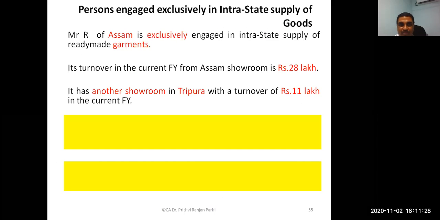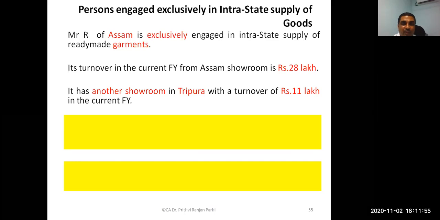One more example. This is Mr. R from Assam, exclusively in intrastate supply of garments. Turnover from his Assam showroom is 28 lakh. He has got another showroom at Tripura. Turnover is 11 lakh. Tell me whether he is liable for registration.